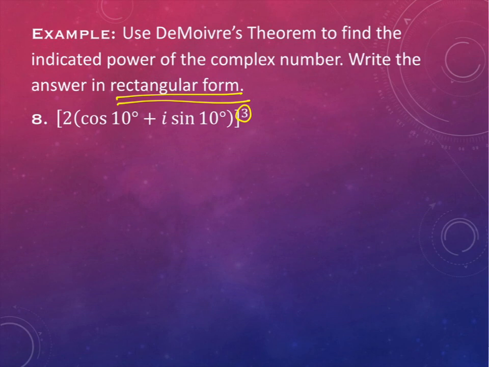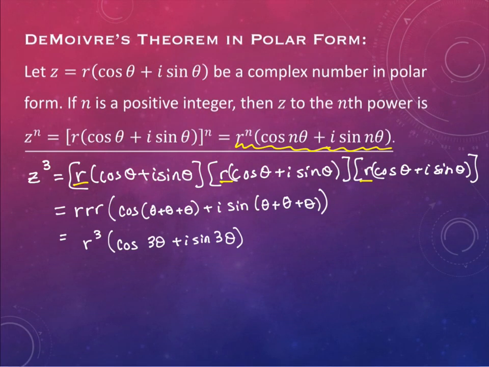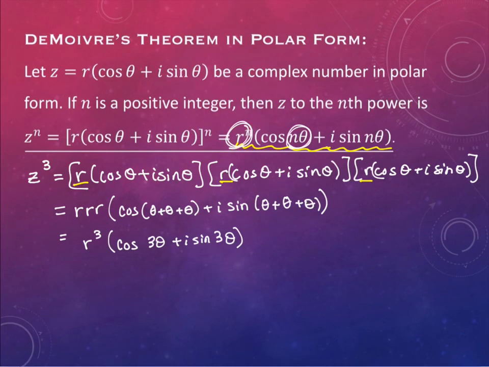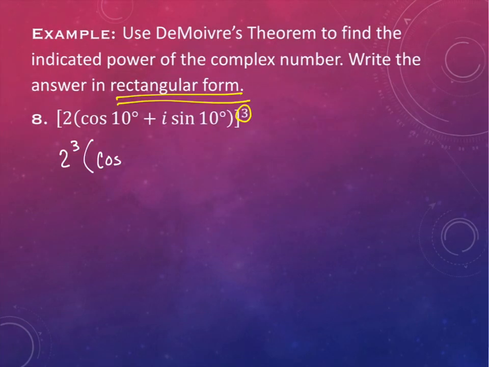This one says we're going to use powers. Well, according to de Moivre's theorem, I just need to take the power of the coefficient in front. So that's 2, and it's a power of 3, so it's 2 cubed. And then I'm going to have the cosine and the sine of the angle multiplied by that same power, in this case a 3. So the 3 is going to become a coefficient for my angle. So this will be cosine of 3 times 10 degrees plus i sine of 3 times 10 degrees. Okay, does that make sense?